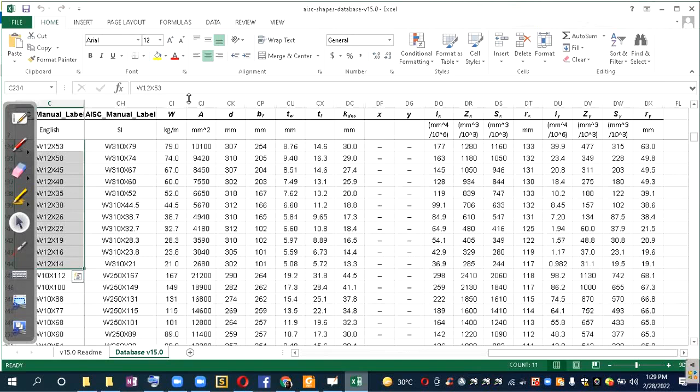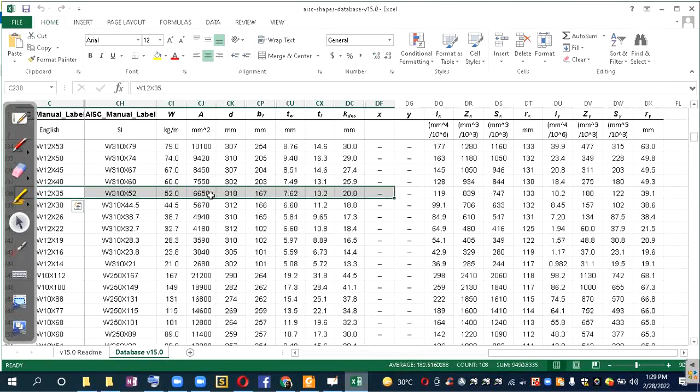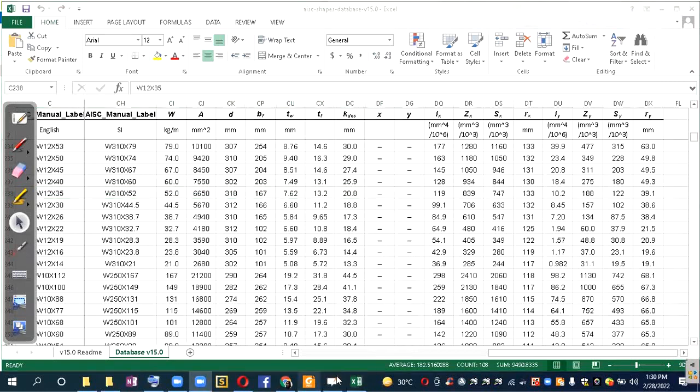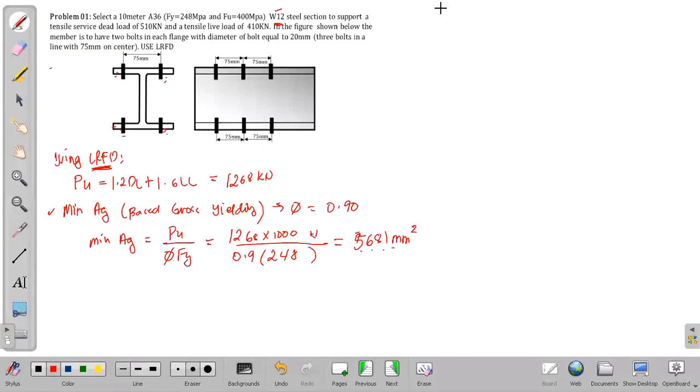W12. Maghanap tayo ng area which is greater than our estimated gross area which is 5681. Tignan natin dito sa area. Ito. W12 by 35. Okay. So, we select W12 by 35 since yung area niya is 6650. Mas mataas siya doon sa na-compute natin na 5681. So, balik tayo dito. Select W12 by 35.